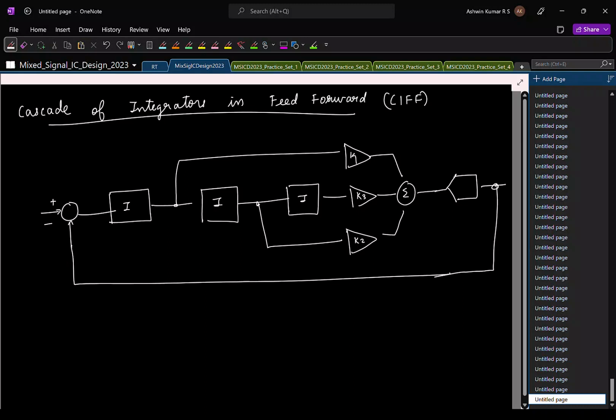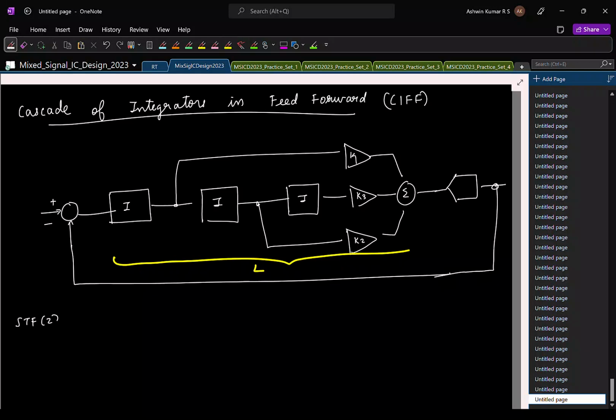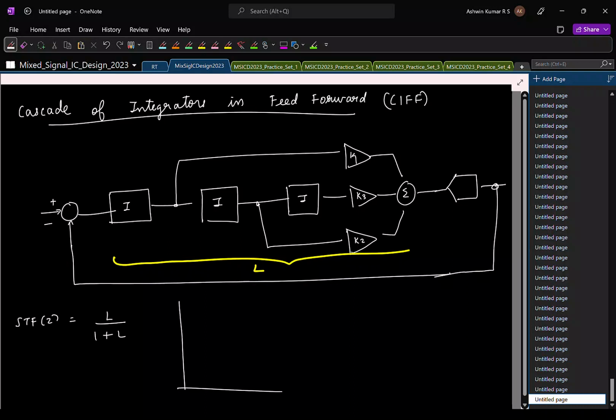So here again my STF, what will it be? If I call this entire thing L, what is the STF? It's L by 1 plus L, and it turns out if you actually sketch this, at low frequencies it is 1, and at high frequencies it will show some peaking like this.